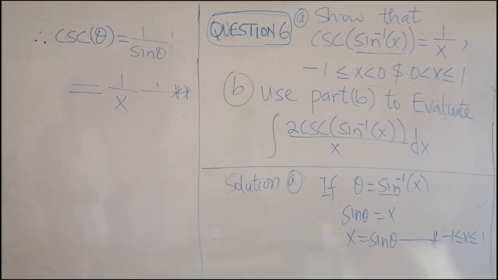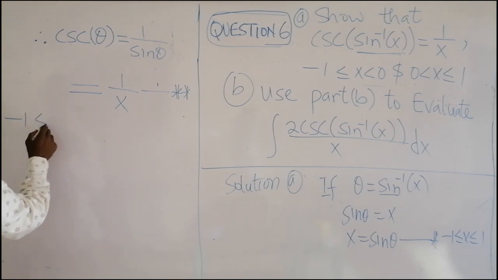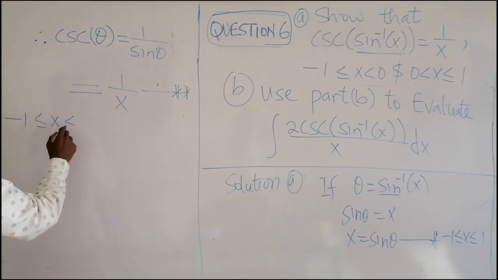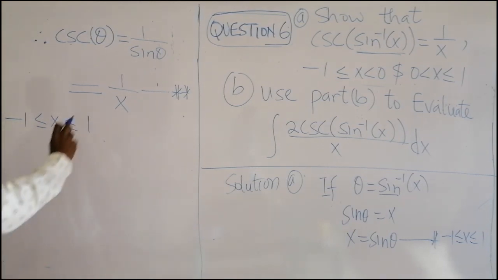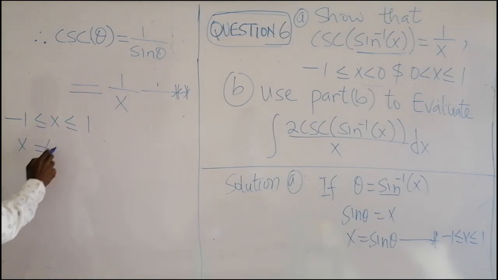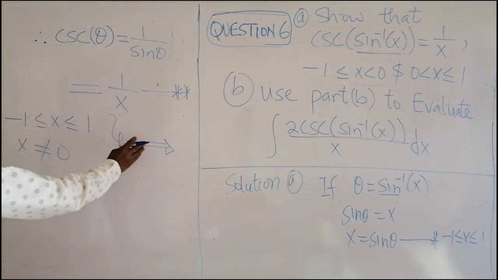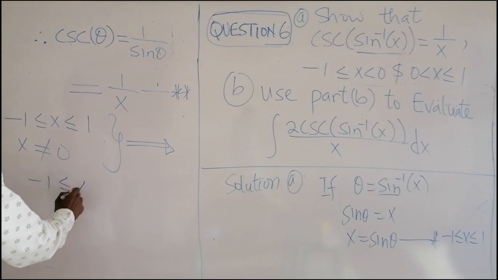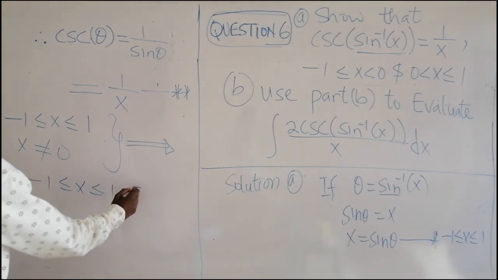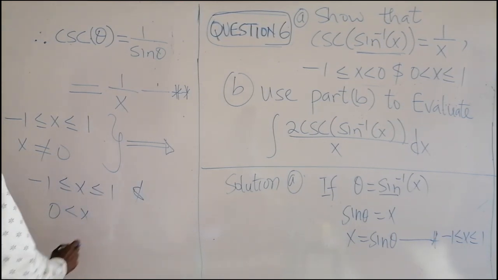So let's work on the boundary condition. First the domain, we have minus 1 less than or equal to x less than or equal to 1. Then for this place, x is not equal to 0 for this domain. So this implies minus 1 less than or equal to x less than 0, and 0 less than x less than or equal to 1. And that finished that question. Then we go to the B part.